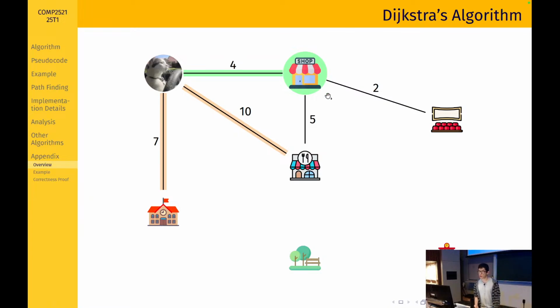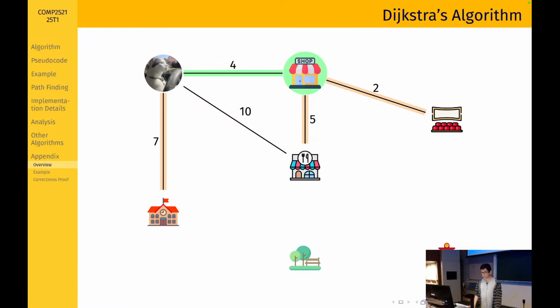Okay, and from the shop we see that we have 2 edges or 2 roads, right? One going to the movies and one going to the restaurant. Okay, and we actually gain some more information about the shortest path, right? Because we see that we now have a shorter path to the restaurant. So this path over here from the shop to the restaurant costs 9. So we update our information about the shortest path to the restaurant. And we also learn a path for getting to the movies.